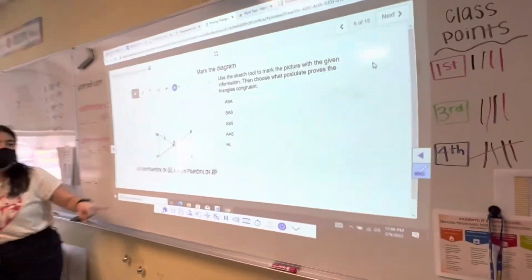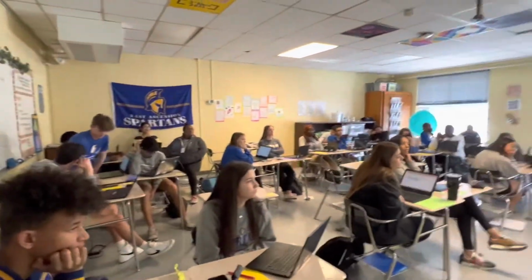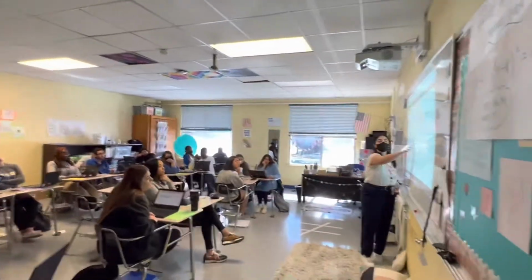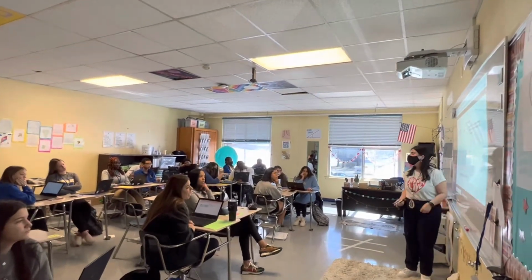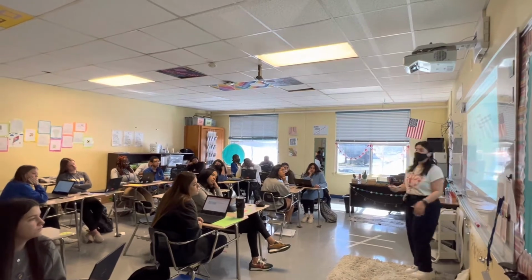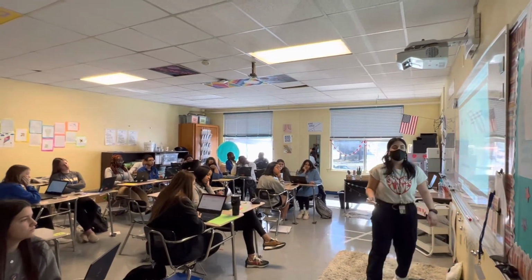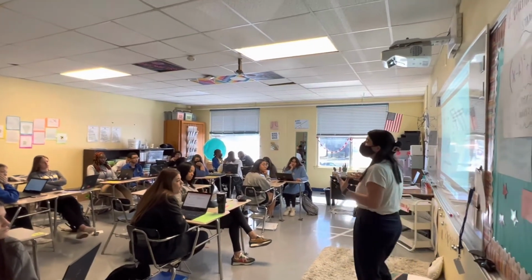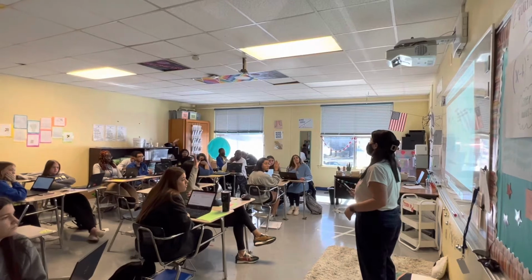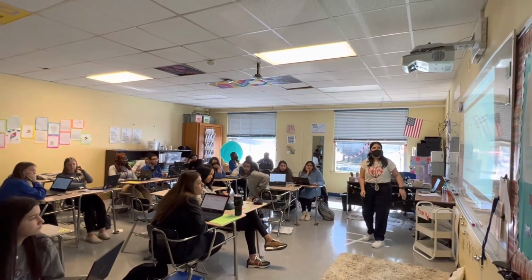The second part, can someone read this one for me? X is the midpoint of segment RP. Here's RP. X again is the middle. That means it splits it in half. Boom, boom. Okay, we dealt with our given. Is there anything else we see that needs to be labeled? Anything else we see that needs to be labeled on this diagram?